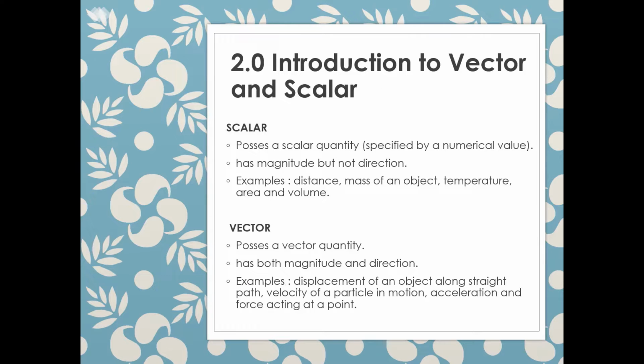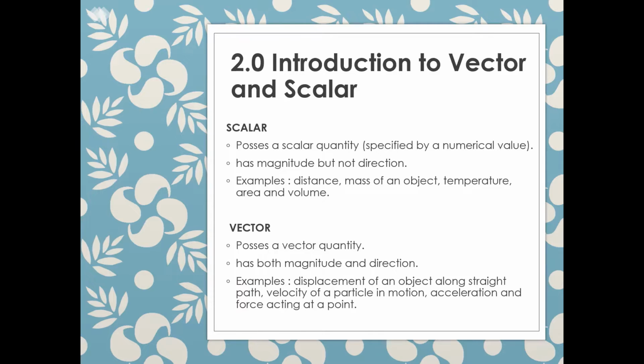Before learning about vectors, let's start with a brief introduction on scalars first. A scalar, which is specified by a numerical value, is a quantity with magnitude alone. One example of a scalar is distance. It tells us how far we are from a fixed point, but does not give us any information on the direction. Other examples of scalar quantities are distance, mass of an object, temperature, area, and volume.